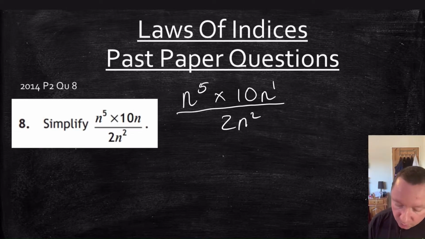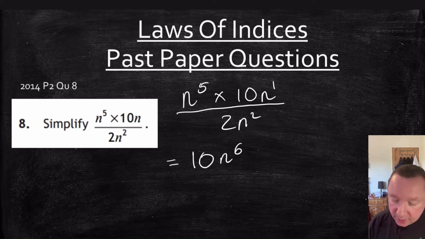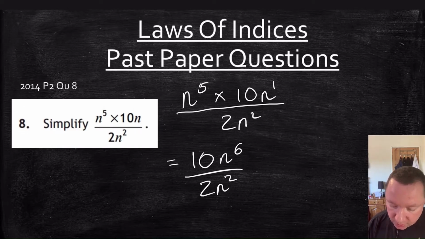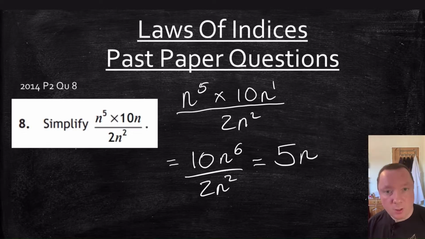So doing the top, we've got 10n to the 6. Add the powers, over 2n squared. 10 divided by 2 is 5n, and I can take away the powers now. 6 minus 2 is 4.